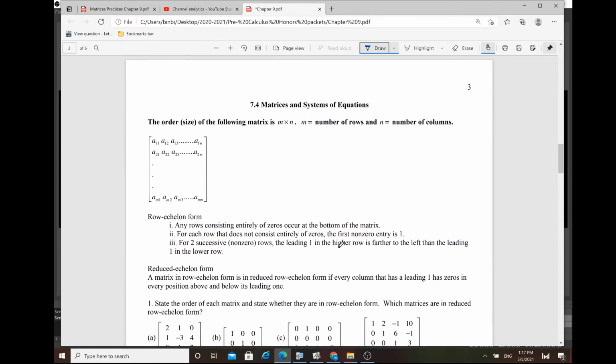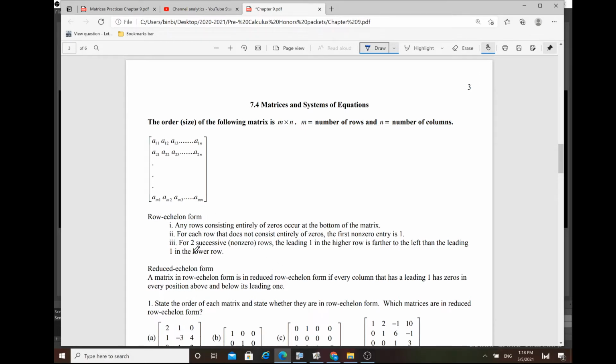Anytime you see A1, A2, A3, or A11, that means the entry in the first row first column, first row second column, first row third column, and so on and so forth. For a matrix, you can set up any number of rows and columns, where m represents the number of rows and n represents the number of columns. For the row echelon form, we need to satisfy the following conditions.